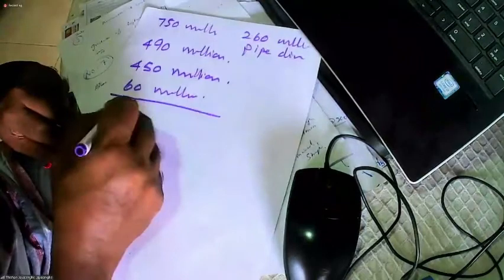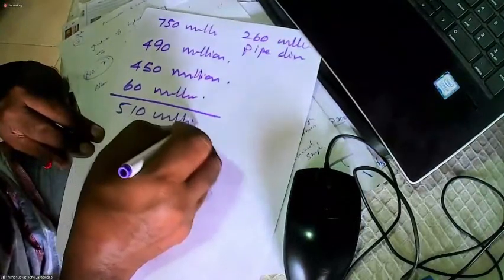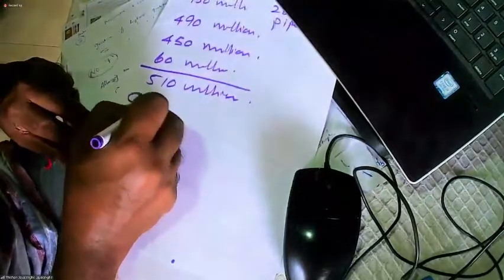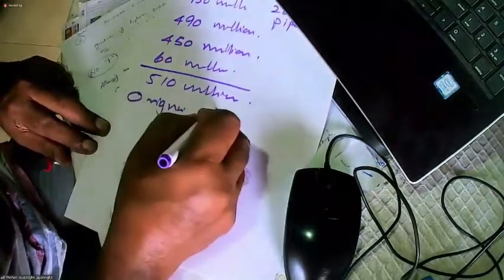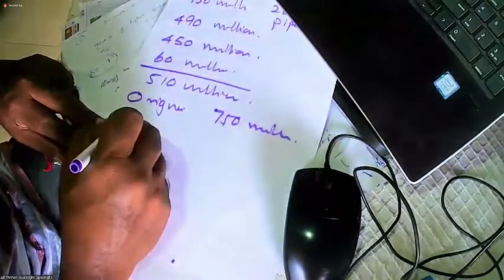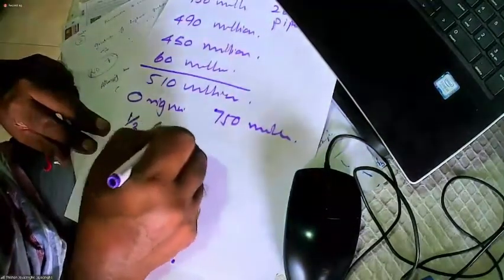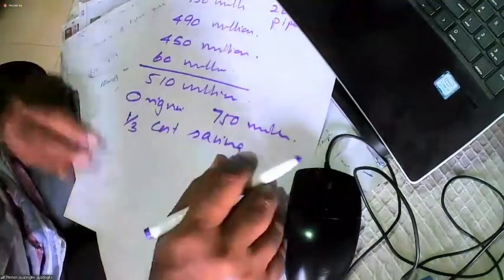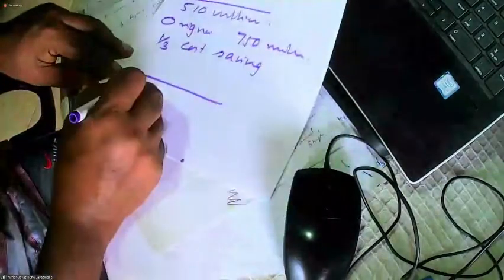The total was about 510 million, and the original estimate was 750 million. So it says about 1/3 cost saving due to a good design. Now today the same design is adopted in outer circular road.